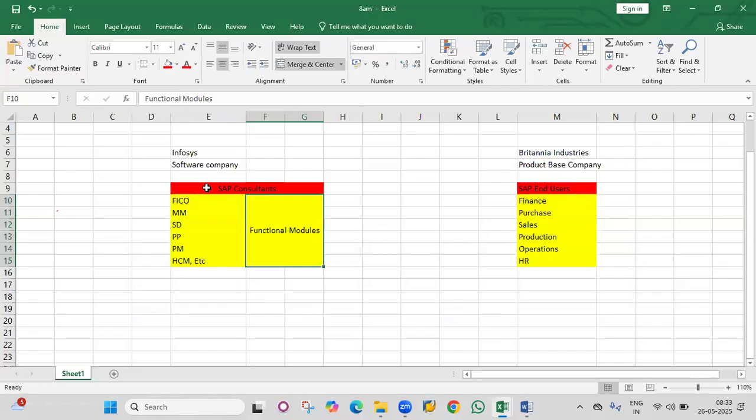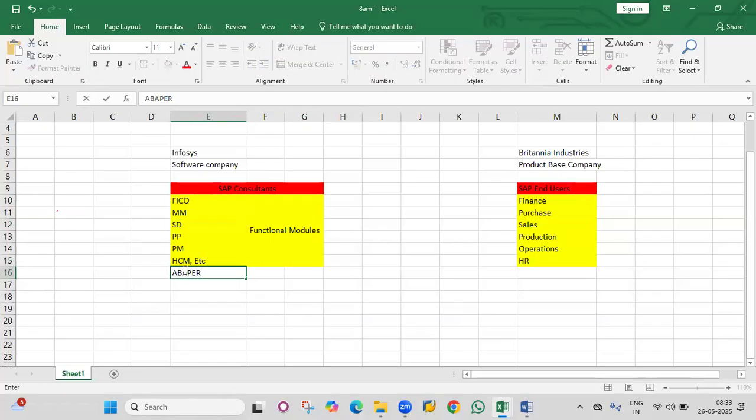Next, there is one more type of consultants, like ABAP. ABAP is a coding language, just like Java, .NET, other coding languages like C++. Just like that, ABAP is also a coding language. If I am having any problem in the system that cannot be rectified by me, then I'll ask ABAP to change the code in the background. They will rectify it. He is a technical consultant.